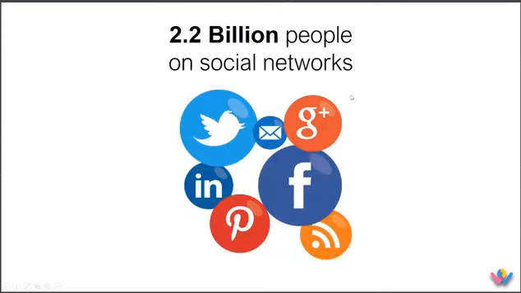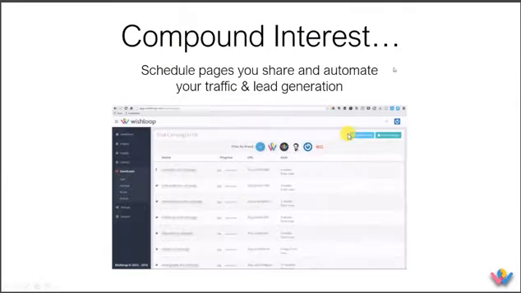And so, like we talked about with the rise of the internet, 2.2 billion people are on social networks. I think there's like 7.8 billion people in the world. So that means about 1/3 of the people in the world are using social media networks every single day. So definitely very, very solid.